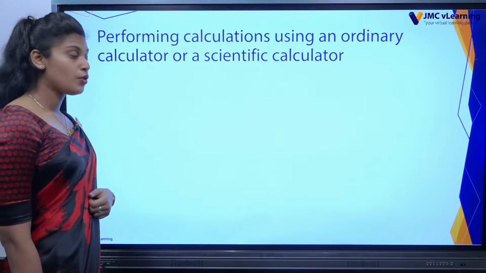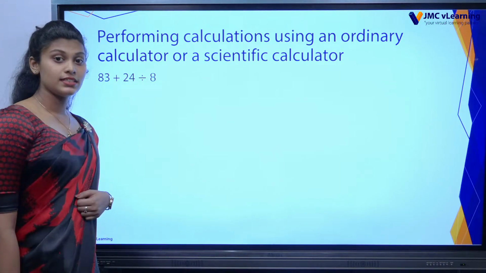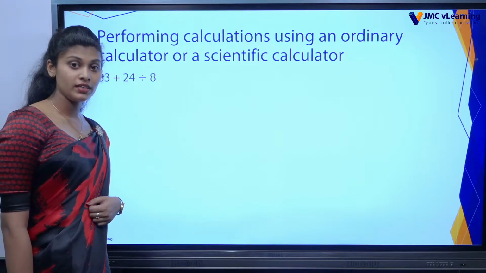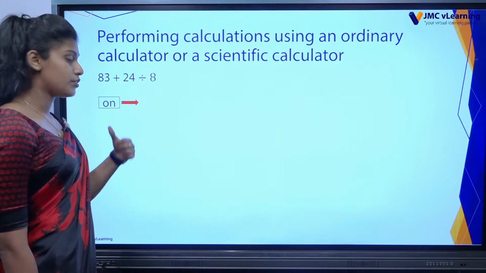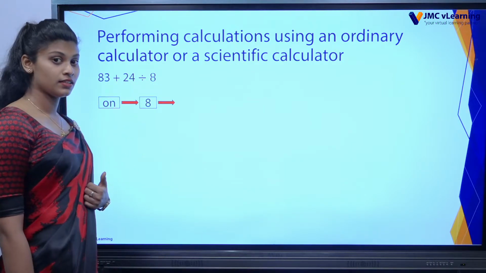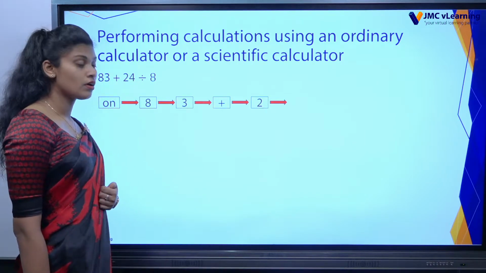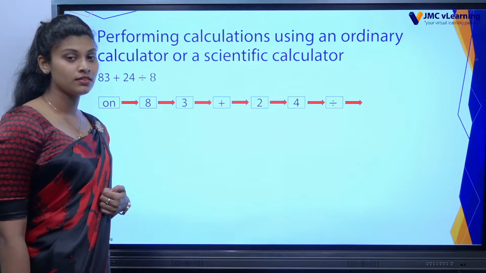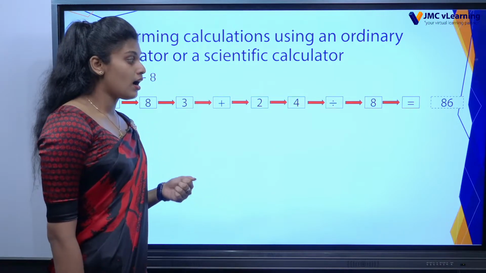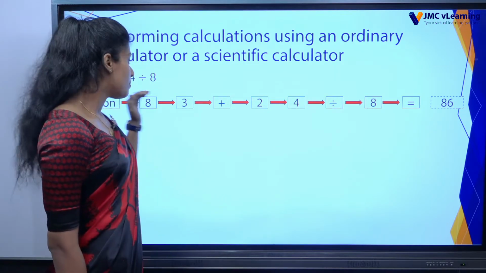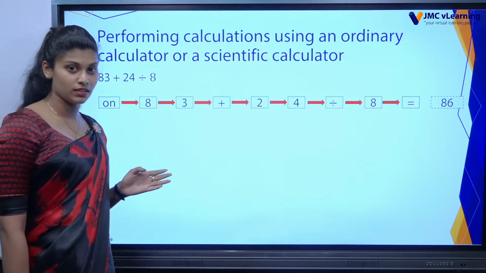First let's see how to simplify this one using a scientific calculator. The question is 83 plus 24 divided by 8. What do you have to press first to get the answer? First you have to press on, then 8, then 3, then the plus key, then 2, 4, then division and 8. To get the answer you have to press the result key. The answer is 86.